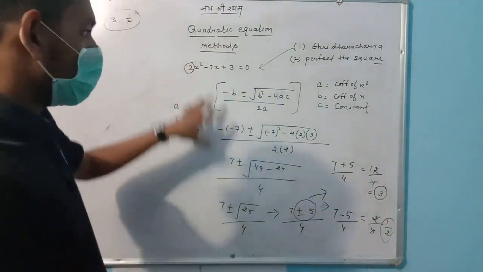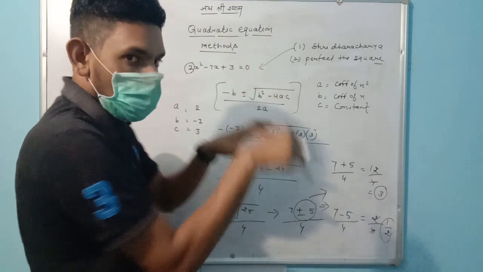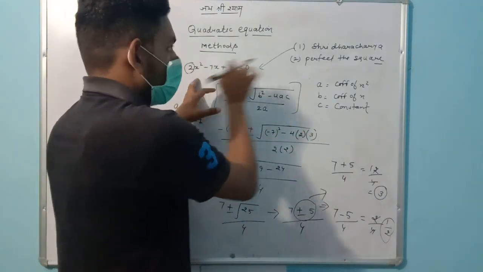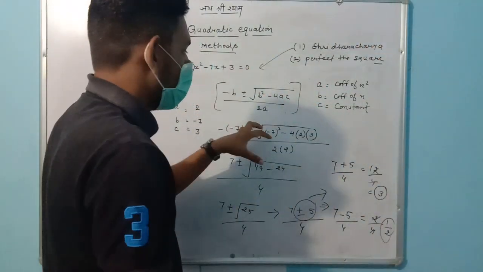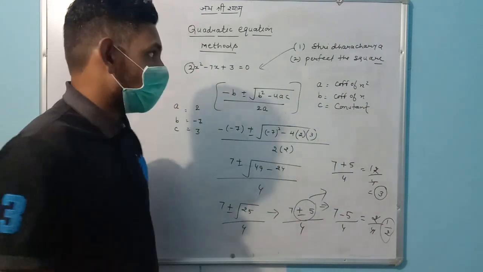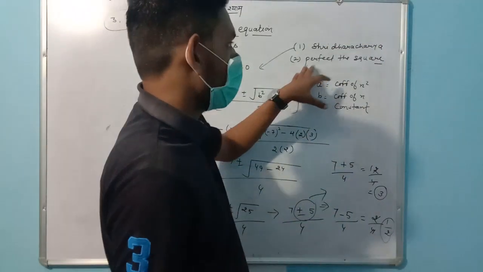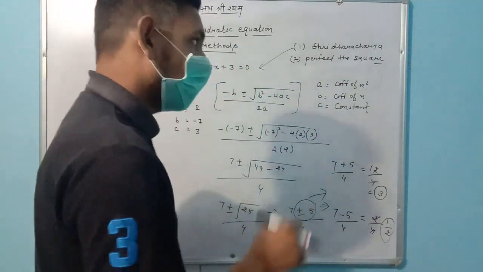Okay, then students, we understand what the Sridharacharya method is, what the formula is, and how to solve by the Sridharacharya method. And now we will discuss the second method, the perfect square method.